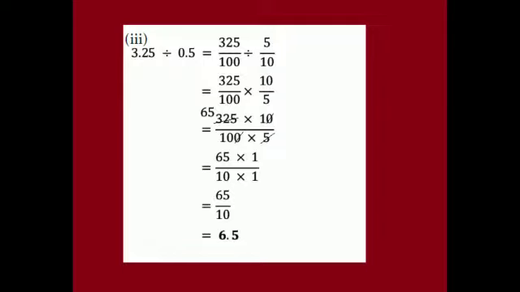Now 325 by 100 divided by 5 by 10, which is equal to 325 by 100 into the reciprocal of 5 by 10, which is 10 by 5. Now 325 by 100 into 10 by 5. So on cross cancellation of 5 and 325 we got 5 ones are 5 and 5 65s are 325. And on the same cross cancellation of 10 and 100, 0 and 0 get cancelled. So that 65 into 1 divided by 10 into 1, which is equal to 65 by 10, which is equal to 6.5.